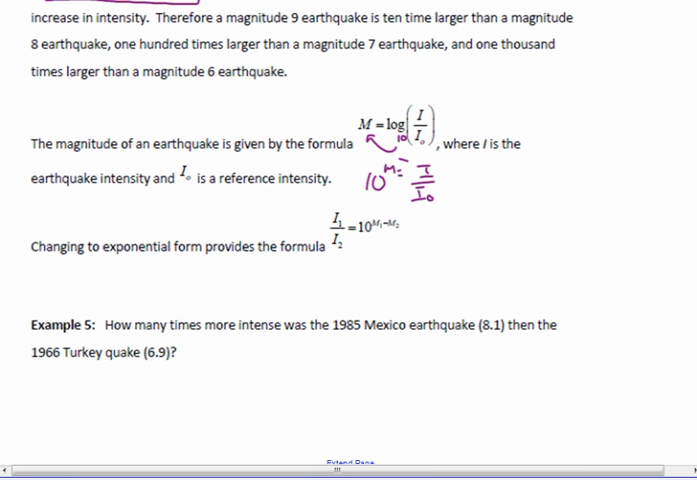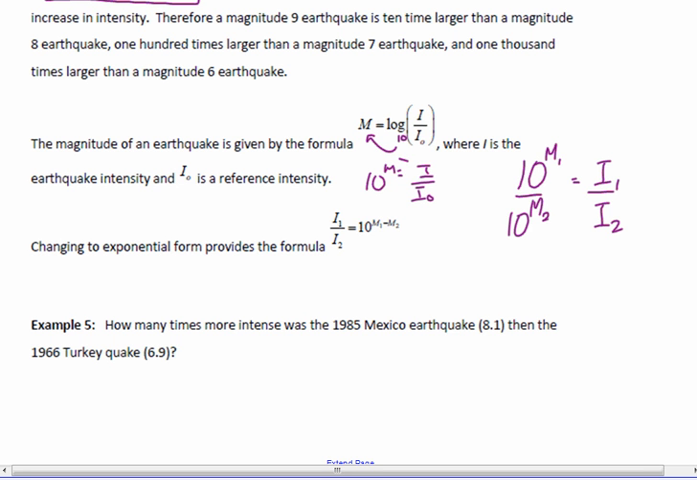How they do that is they divide these two functions by each other. So if I have earthquake 1, and it has an intensity of, we'll call it I1, and I'm going to divide it by the other function, M2, intensity 2. So we're comparing two earthquakes.